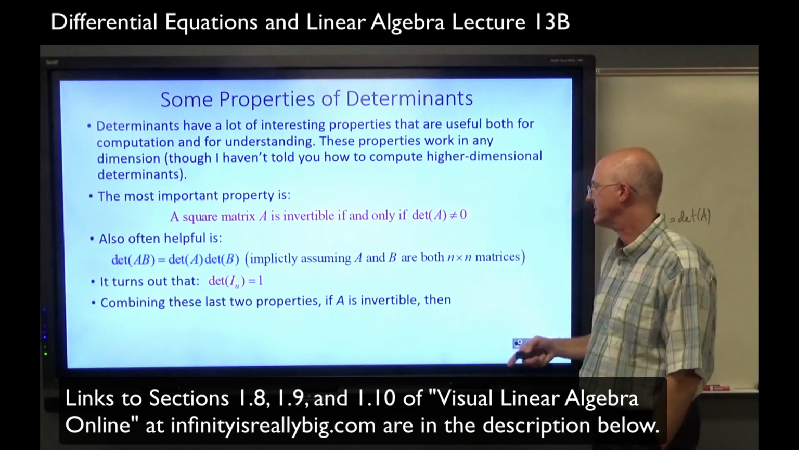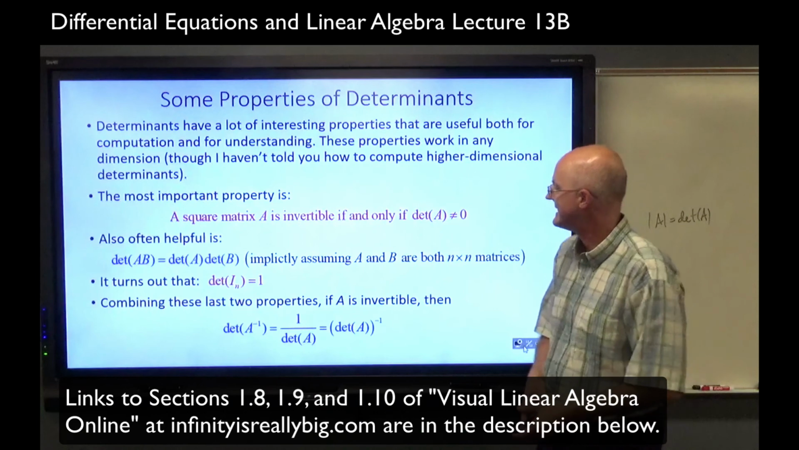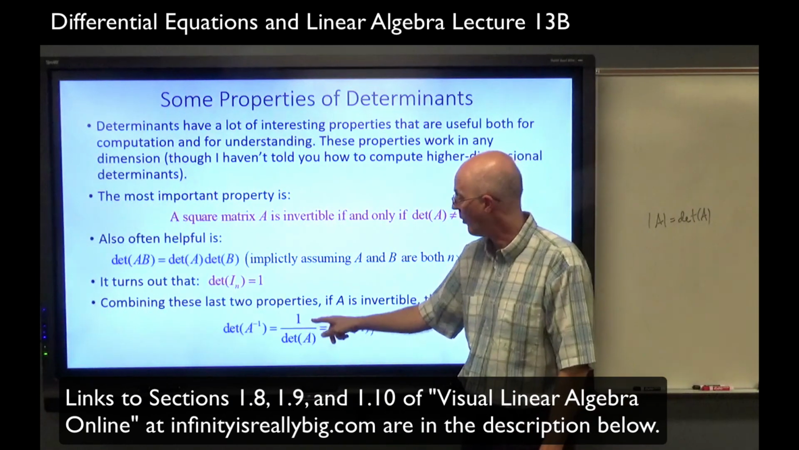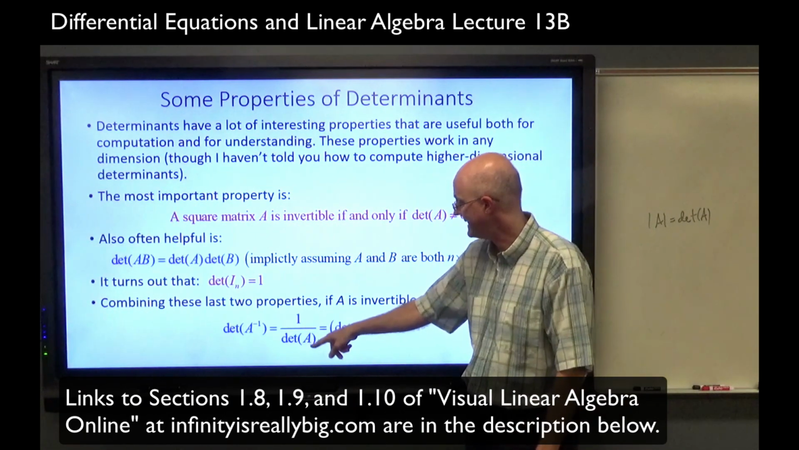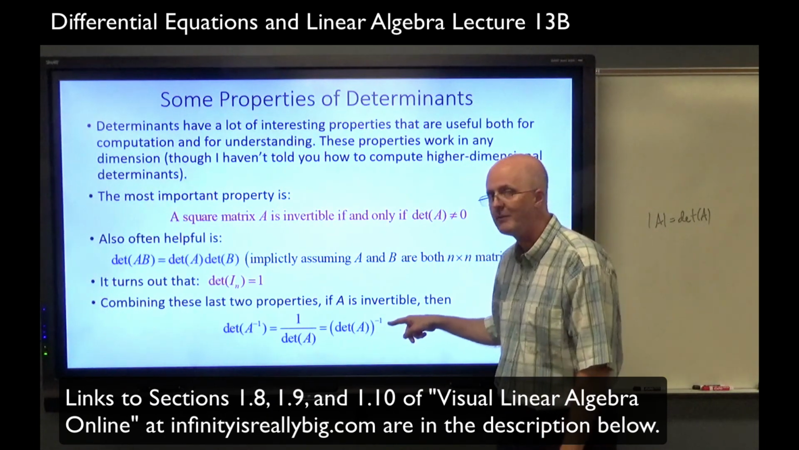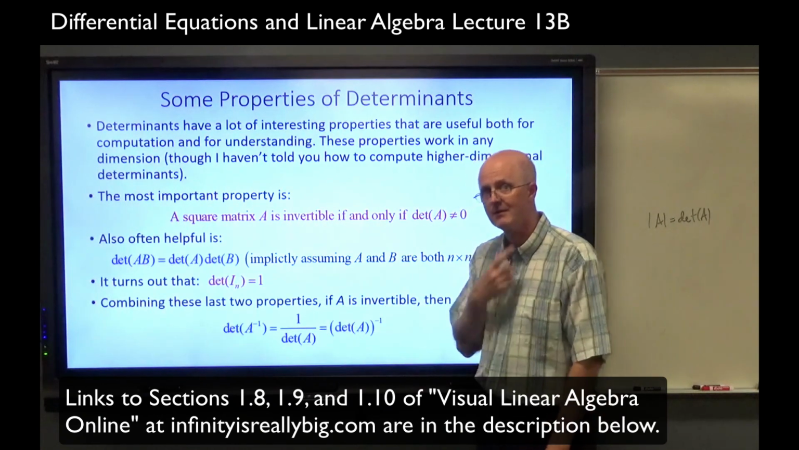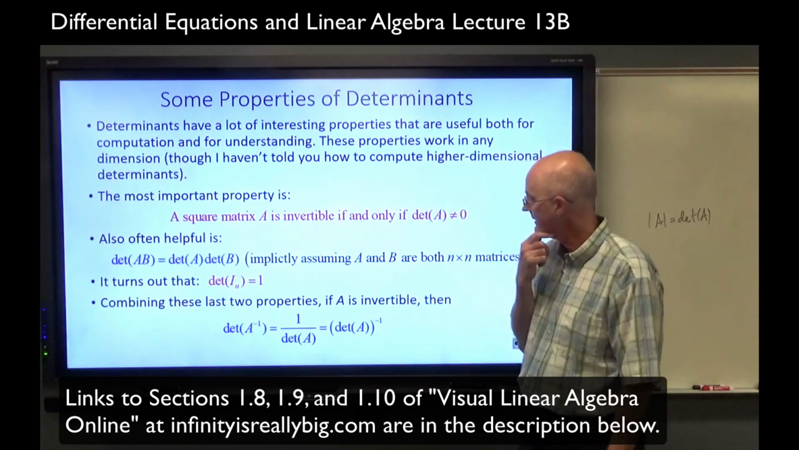Combining these last two properties means that if A is invertible, you can also say the determinant of A inverse is the reciprocal of the determinant of A, 1 divided by the determinant of A, which will be non-zero if A is invertible. Determinant of A to the -1 power, that really is a power there. And I really can write a division there, because these are numbers, determinants.